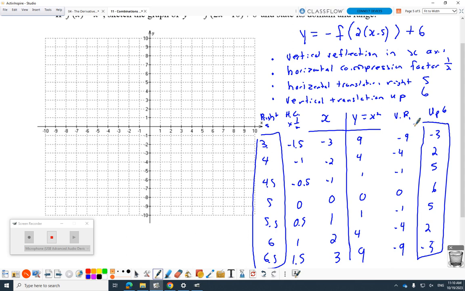But as promised, I'm going to do it as a graph and just make sure it works out right. Graph people will go y equals x squared. I know what y equals x squared looks like. And then they're going to just use the list of transformations and do those to each point to see where they end up.